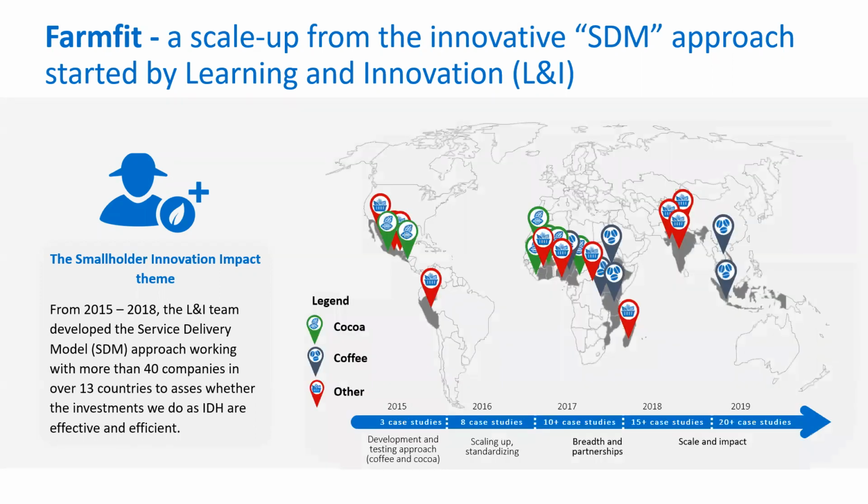In those years, we have done a lot of studies in all different types of countries. You can see that at the start, we started off with 3 cases, mostly in coffee and cocoa. In 2016, we scaled this up by further standardizing our approach and methodology. In 2017, we had more than 10 studies, and we also worked with several partners for the second time. Then in 2018, this whole project gained traction, and the Gates Foundation and DFID started discussions to set up FarmFit.